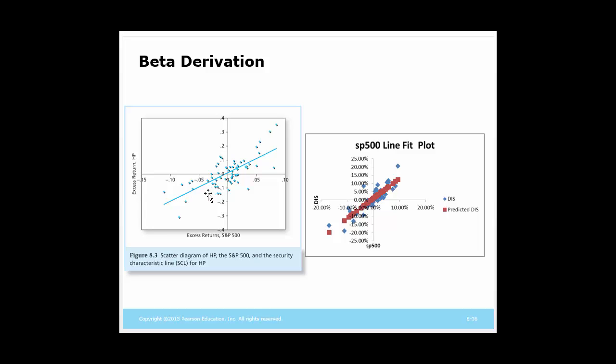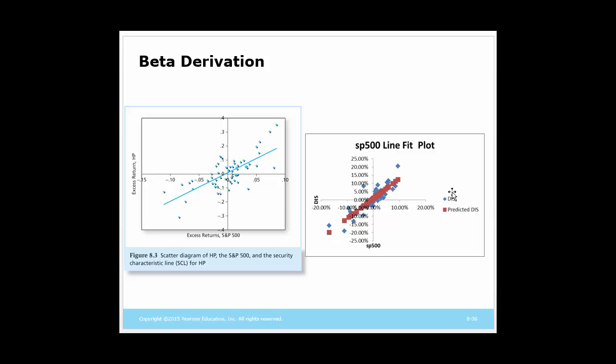But if we could create a line, and statistically we can do that with regression, we can create a line that describes this relationship. And you can see that it is obviously positively sloped. It's not terribly steep, but it is a positively sloped line, which means that beta is positive.